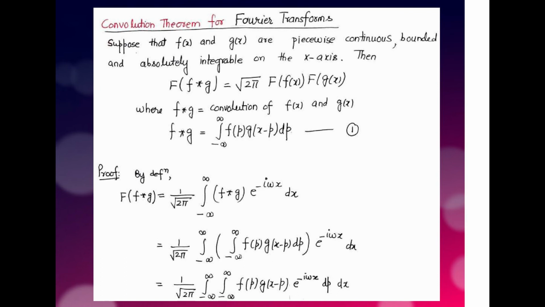Here we can interchange the role of f and g. We can have g of p and f of x minus p. Even then we have the same result. So this theorem for Fourier transform, convolution theorem, says that if f and g are piecewise continuous, bounded and absolutely integrable on the x-axis, then the Fourier transform of f star g, that is convolution of f and g, is equal to root 2 pi times Fourier transform of f and Fourier transform of g.